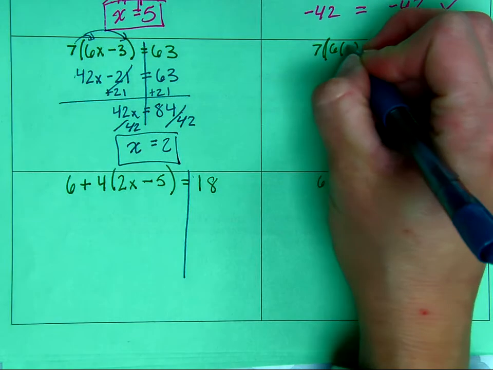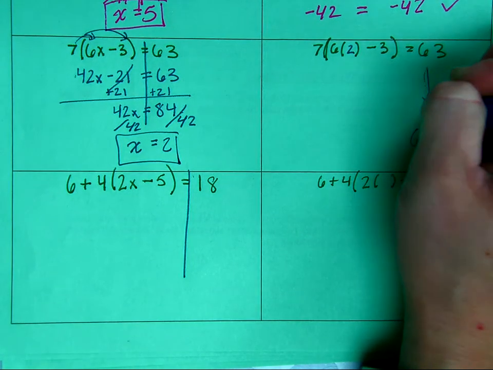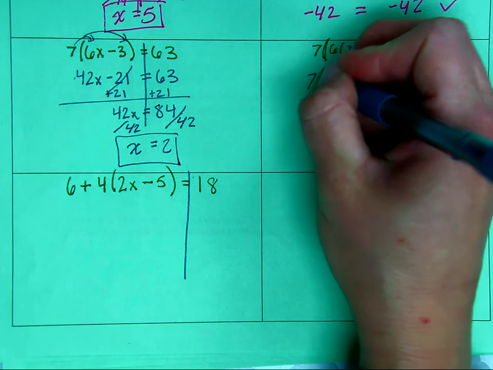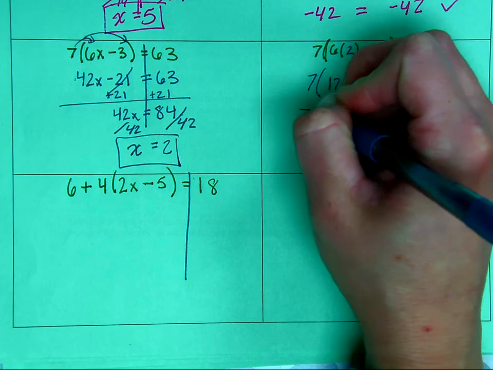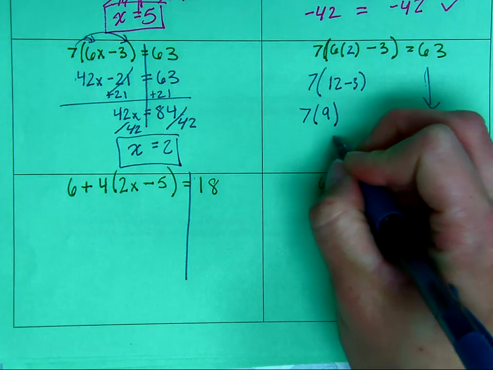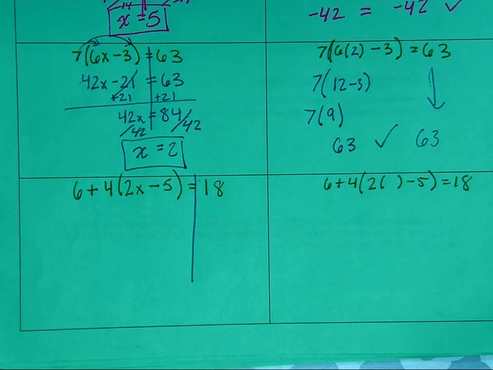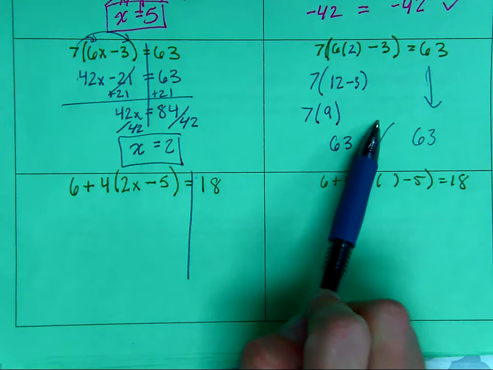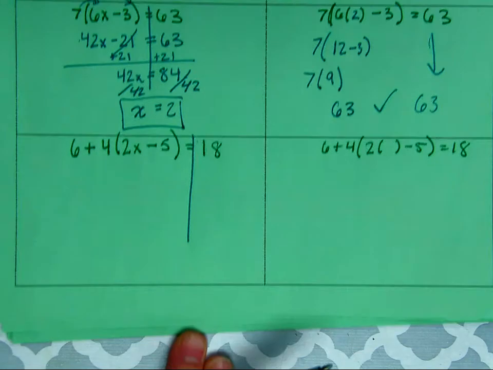Okay, so that's the number we're going to plug in to check there. So like I said, 63 is going to come down. Nothing for me to do on that side. 6 times 2 is 12. Subtract 3 makes 9. 6 times 9 is 63. So we have the right answer here. Like I said, on a test, I'm not going to make you check every problem, but it's a good idea because then you know you have the right answer.